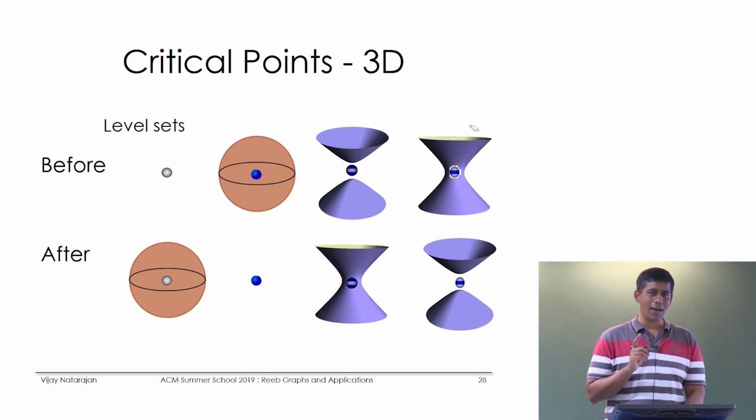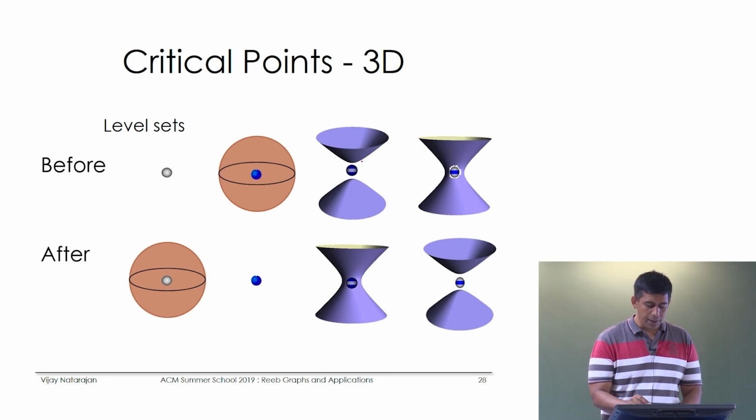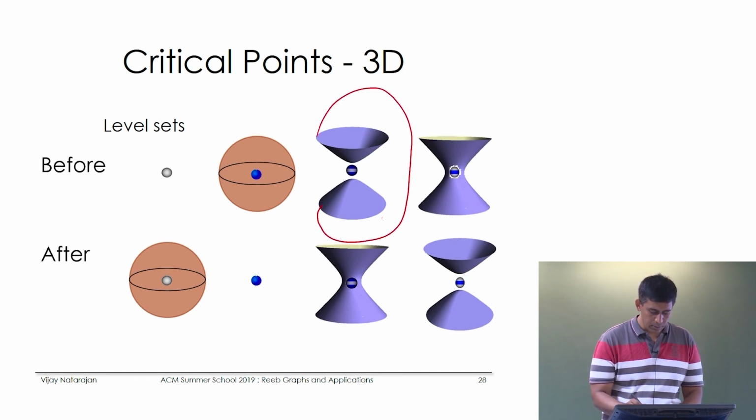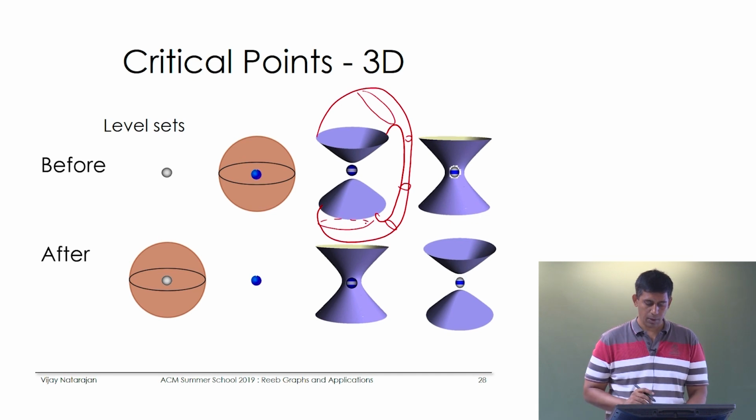Now, something else can happen. This is what makes things interesting. Here, remember what we said was we had two caps. What if these two were connected like this? If they were actually connected like that, what happens after you pass the saddle? It is already one component. After you pass the saddle it is also a single component, but what happens to it? It becomes like a torus.